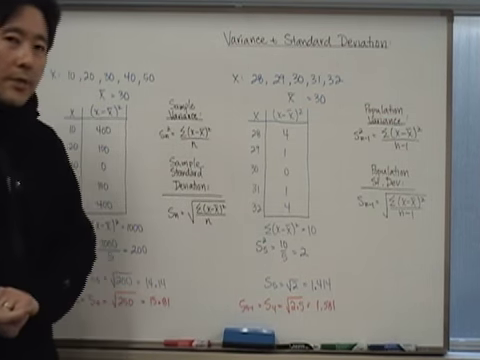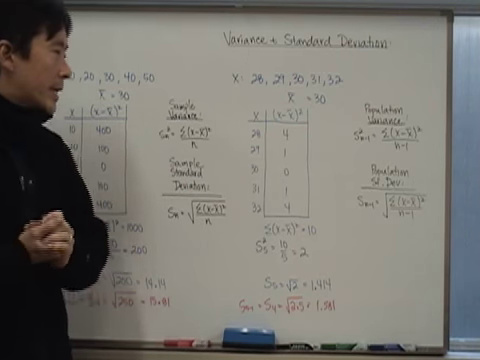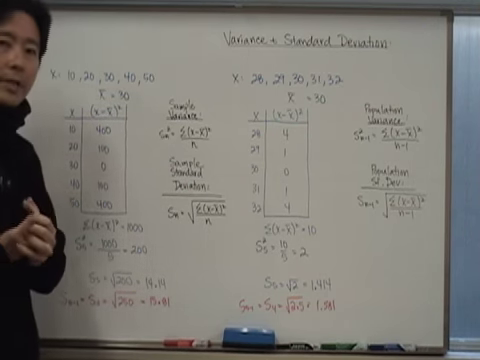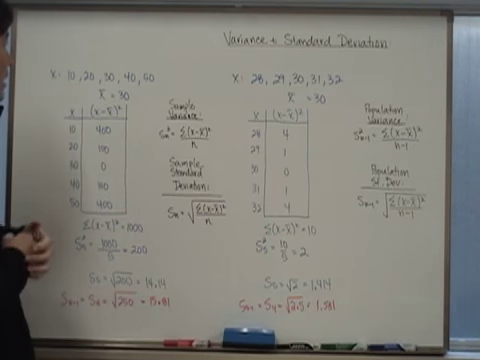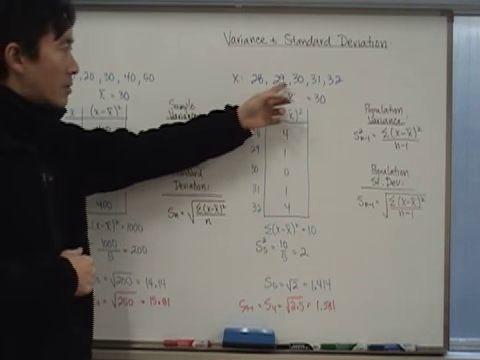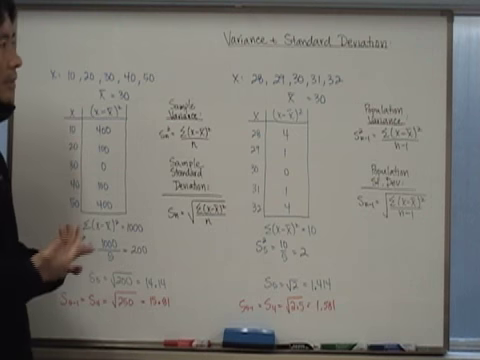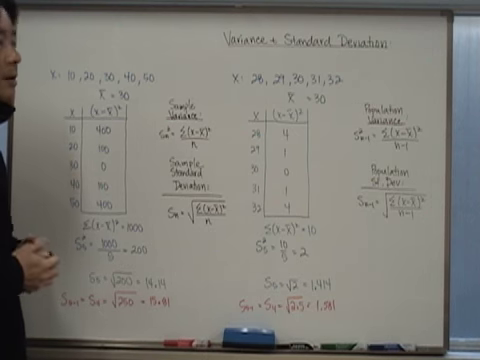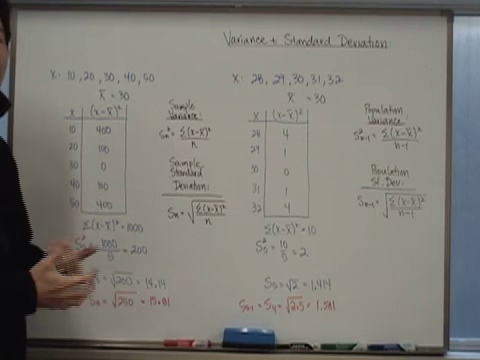Okay, hello everyone. Let's go ahead and take a look at variance and standard deviation. Now in order to do this, let's take a look at two different data sets. We have this data set here, 10, 20, 30, 40, 50, and another data set here, 28, 29, 30, 31, 32. So what we're going to do is calculate the variance and the standard deviation. Now how do we go about doing that? The first thing, of course, is that we have to calculate the mean.